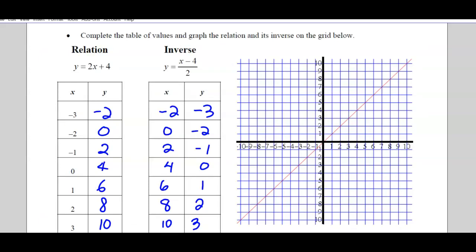Do you need a table of values? Hopefully not for Math 10, given this form. This is the slope y-intercept form. So your y-intercept is 4, and your slope is 2. Up 2 to the right 1, or down 2 to the left 1.